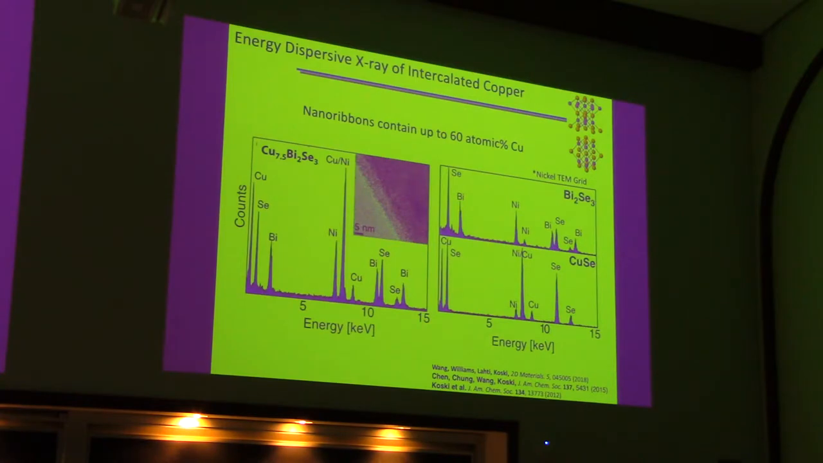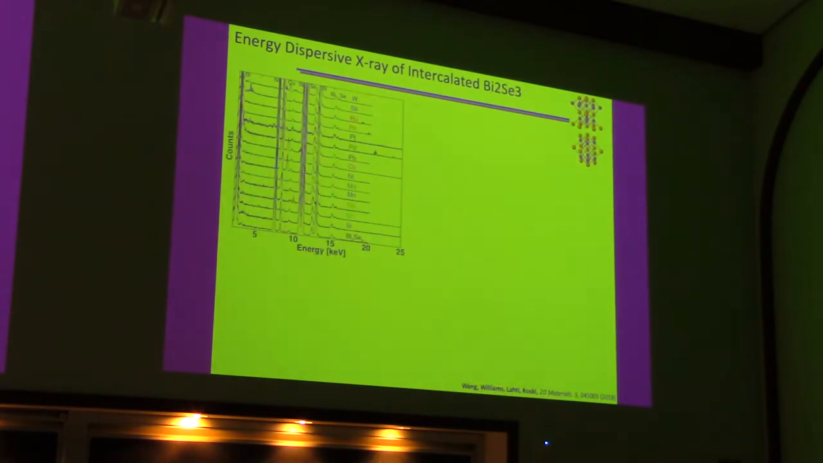Okay. Let me actually show you that this works. This is real. This is true. Over here we've got the control experiments. This is just bismuth selenide. This is copper selenide, C-U-S-E, so 50-50 copper selenium. Look at how teeny tiny this copper peak is compared to the selenium. And this is 50 atomic percent, right? Yeah, here is copper intercalated bismuth selenide. Look at how big this copper peak is. This corresponds to 60 atomic percent of copper intercalated into the ribbon. You can see there's no copper on top of the surface. It's actually intercalated inside. And I'll show you a little bit more about that.